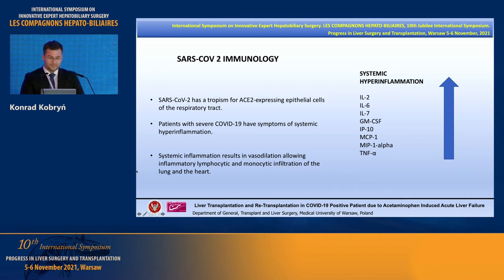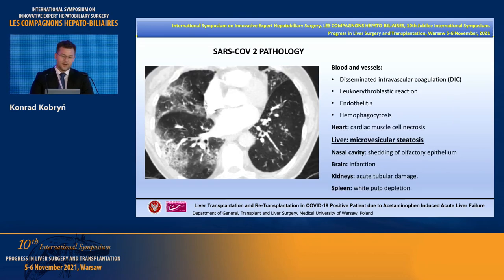And here on the right-hand side are the eight inflammatory mediators which cause the systemic hyperinflammation. We all notice CT scan from COVID-19 patients hospitalized due to advanced pneumonia and respiratory failure.